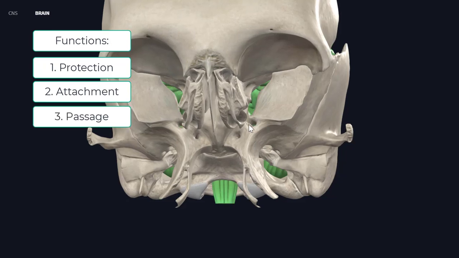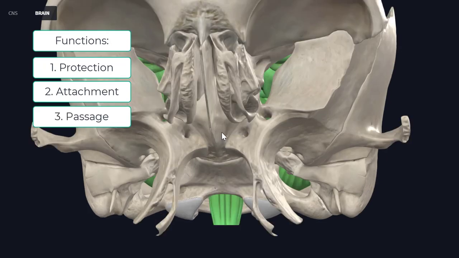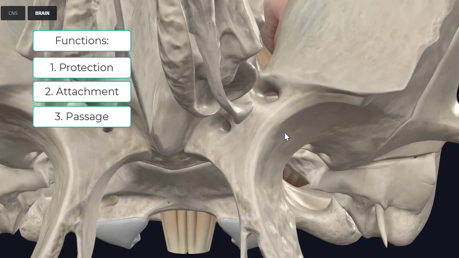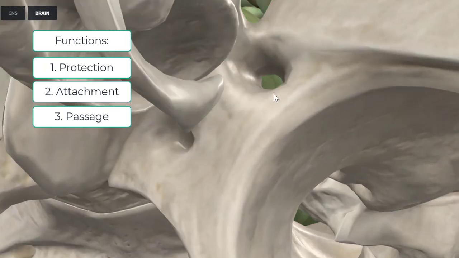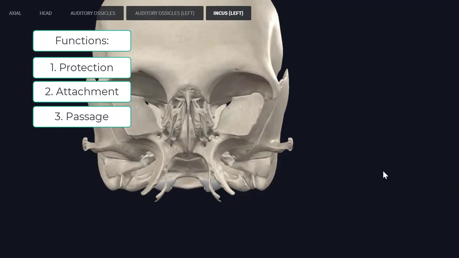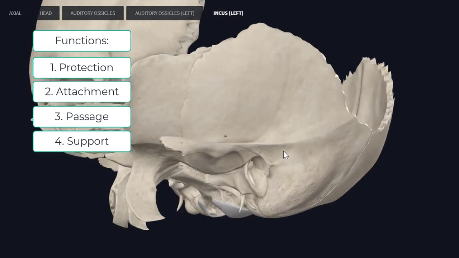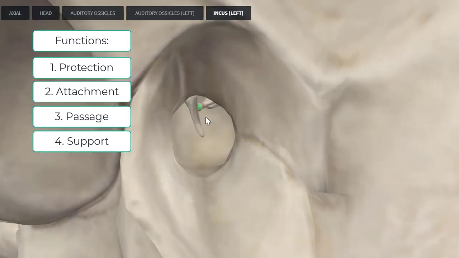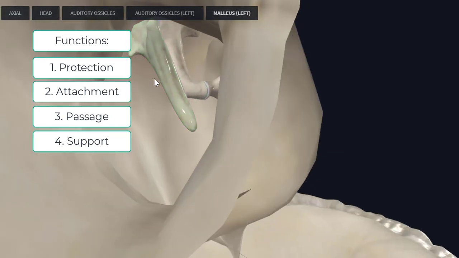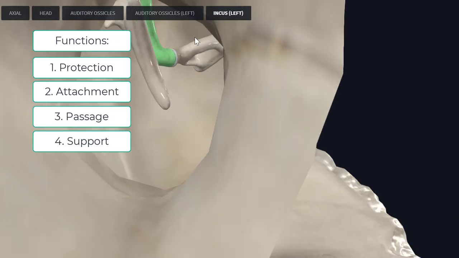Additionally, the neurocranium contains foramina or canals that allow cranial nerves or blood vessels to pass through. And it also supports our sense organs like the eyes and ears. Do you recognize all these tiny bones, ossicles?